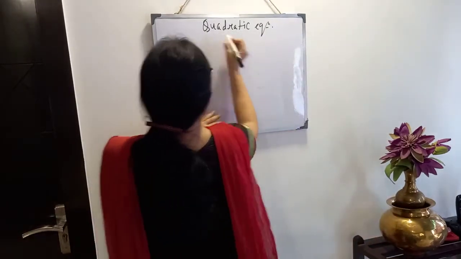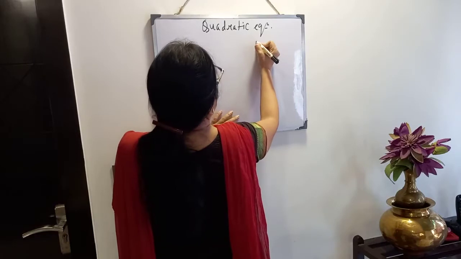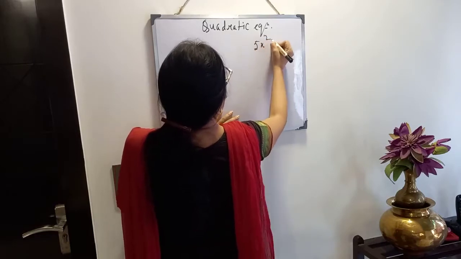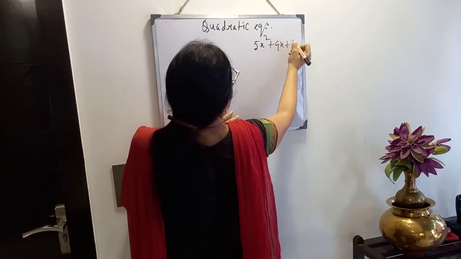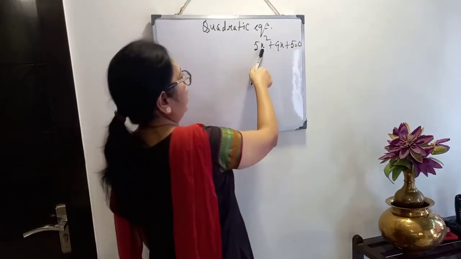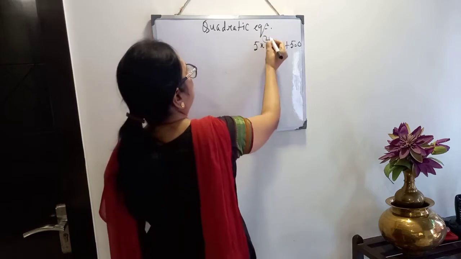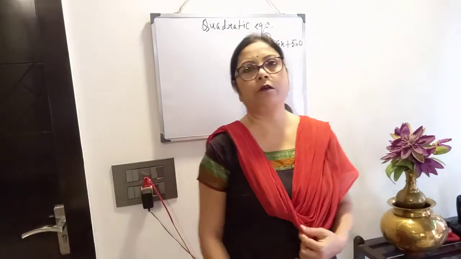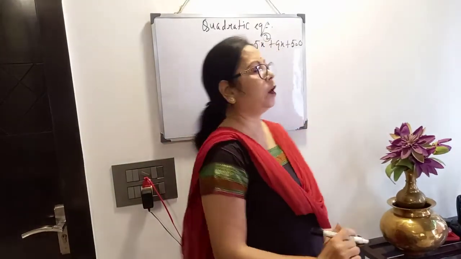Suppose there is an equation in this form: 5x square plus 9x plus 5 equals 0. Here the variable is x and the highest power of the variable is 2. This equation is called a quadratic equation.